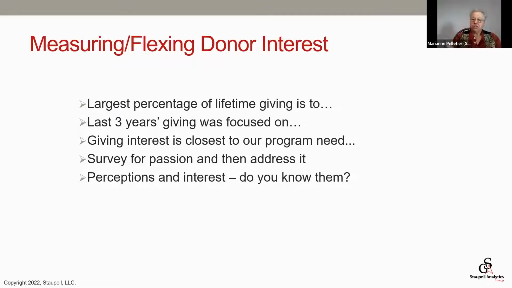Okay. What was the last three years of giving? What was it focused on? The Red Cross knows that the one gift I've ever given to the Red Cross was for the victims of Haiti. So they're not going to come after me for blood. Well, they do come after me for blood, but they get my blood, right? But they're going to remember that that disaster is of interest to me. What giving interest is closest to my donors, closest to our program need? And then ask them, right? Or do you know them?